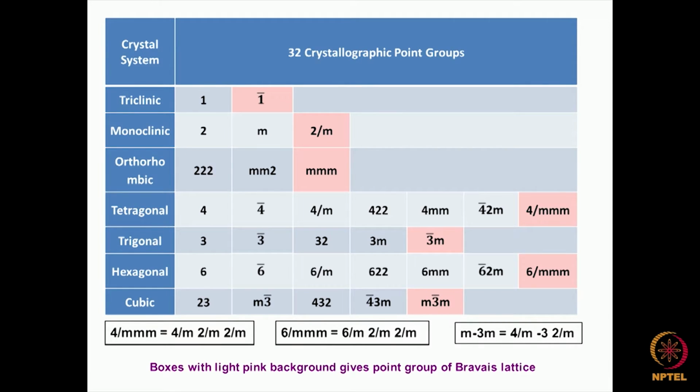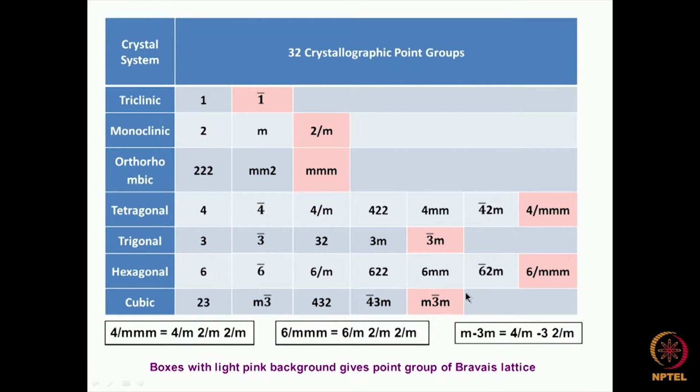So trigonal will have 3, but if we take trigonal as a lattice, it can have 3 bar. That is, if we have a crystal, at least it should have one 3-fold axis. Is it clear? Another thing is that some symbols are being used here. When we use m 3 bar, it is essentially a short form. It actually corresponds to 4 by m, 3 bar and 2 by m.